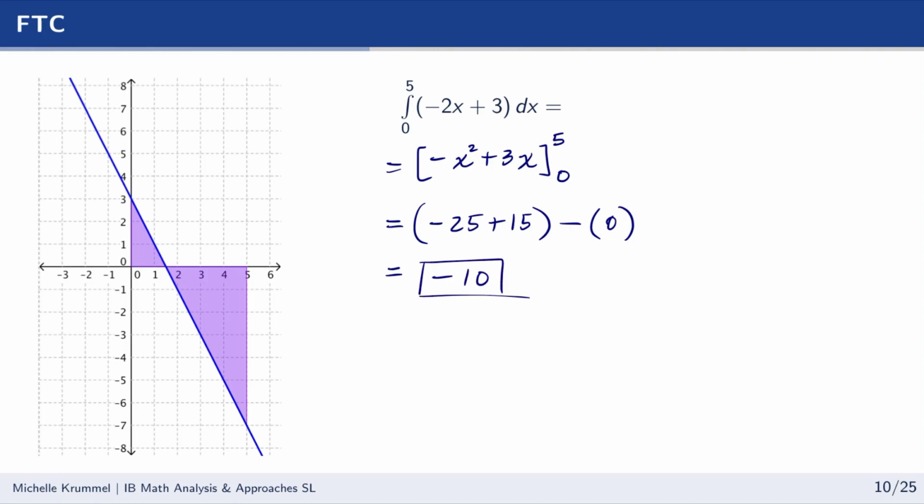Overall, we have negative net area because the amount of negative area or amount of area below the x-axis is much larger than the amount of area above the x-axis.